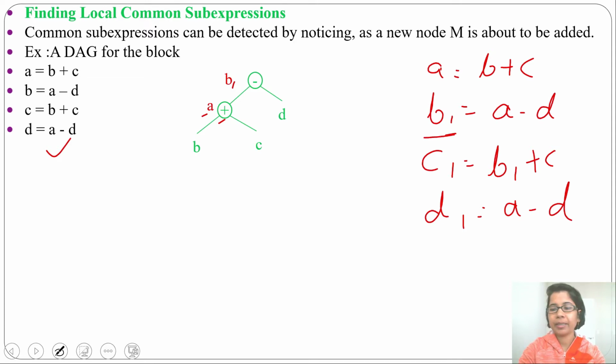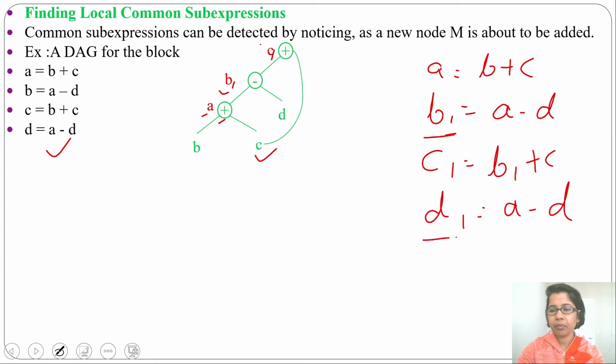Next, we will do the third statement, C1 equal to B1 plus C. C is already there, B1 is already there. We will create one node for plus. For plus, B1 will be its left child while C will be its right child. And we will add a definition C, or you can write C1 according to SSA.